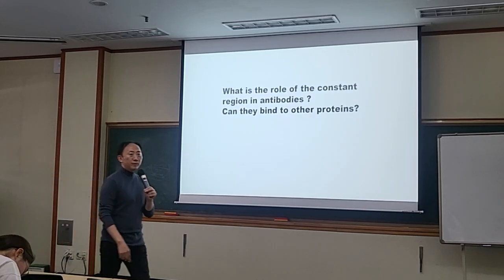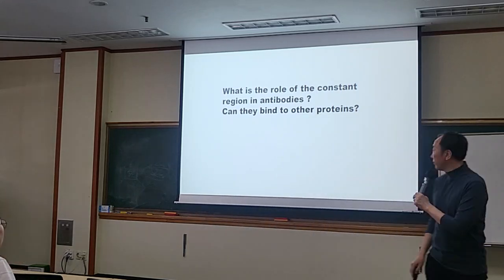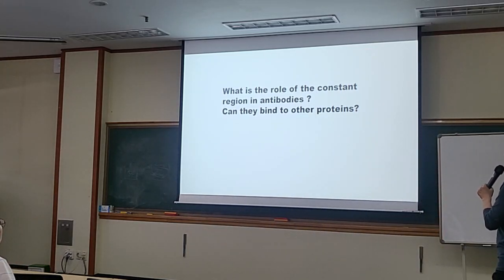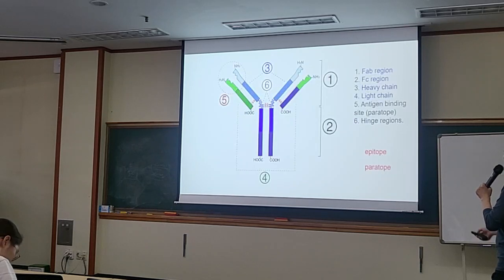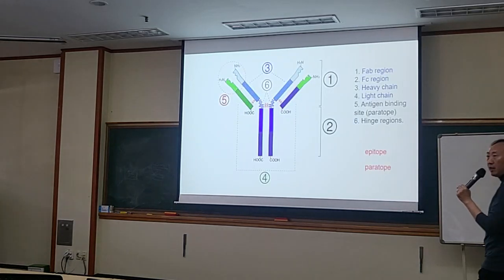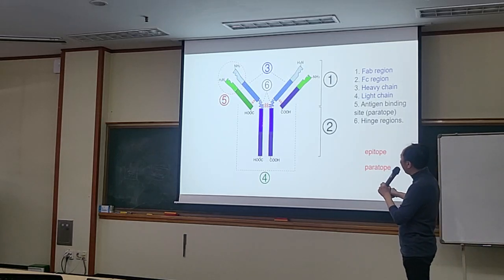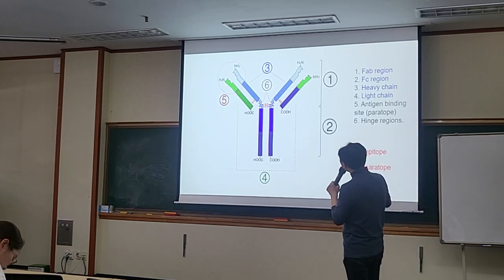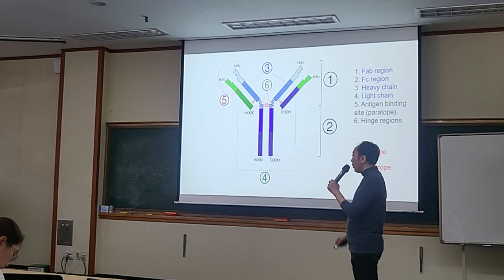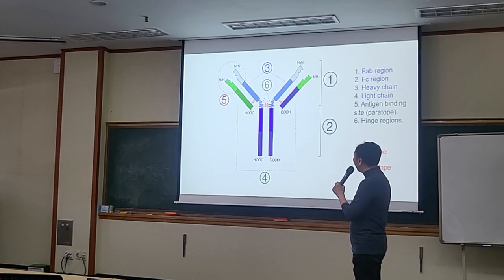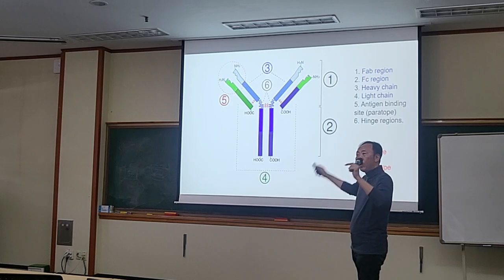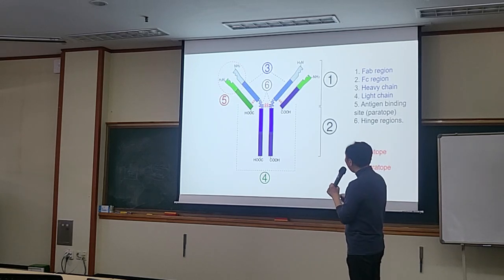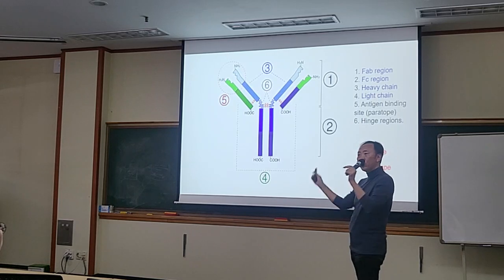Okay, this is one question you gave in the general questions. What is the role of the constant region of an antibody? Can they bind to other proteins? If you look at this structure, this is one strand of protein, another one. Four of them are connected together, and those connections are made by these two disulfide bonds, one here, one here. Role of this, now you can guess. Without this, they can be disassembled, go apart. So this constant part can hold two of them together.